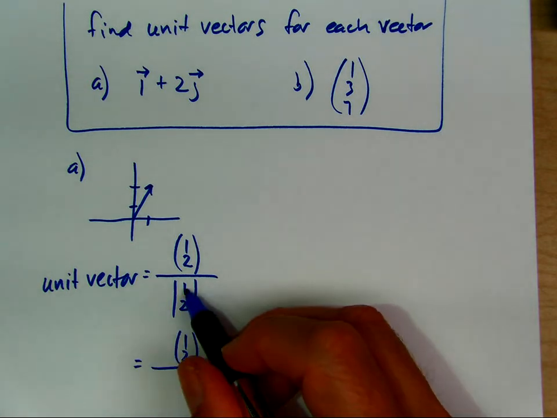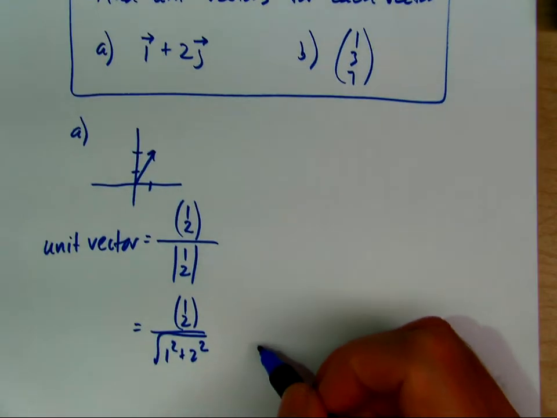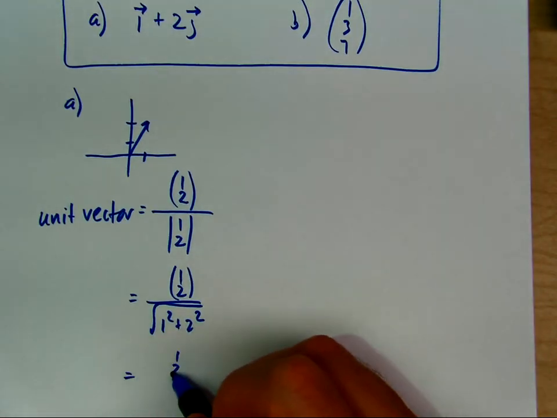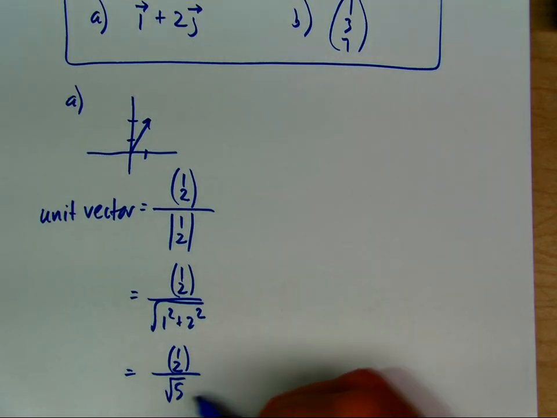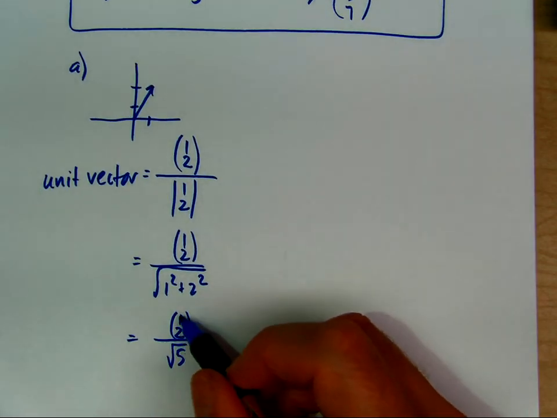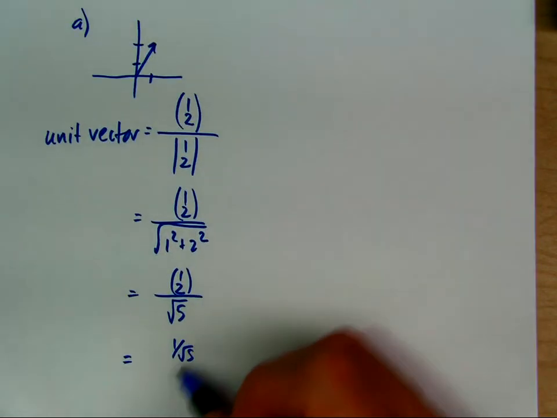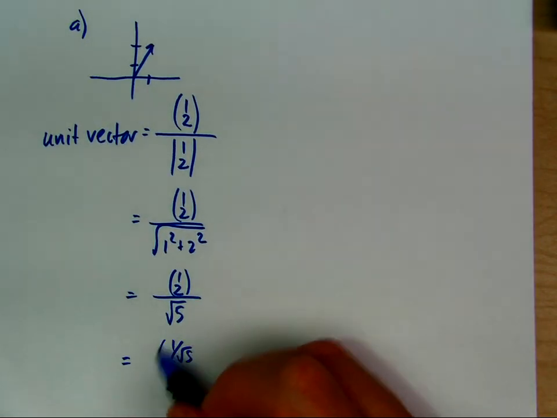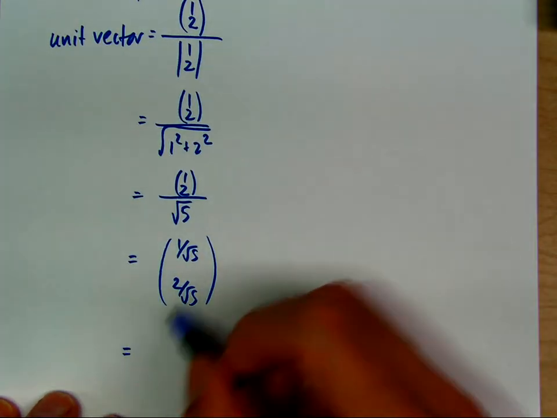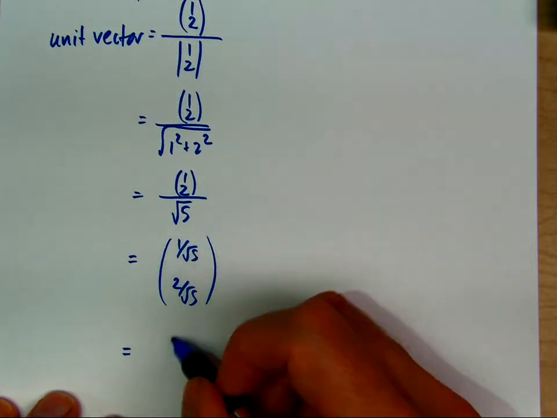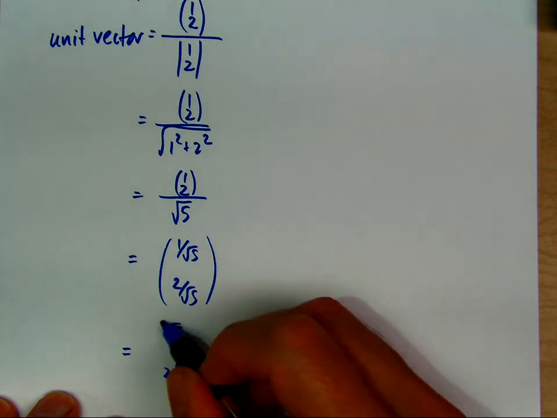So that's the square root of 1 squared plus 2 squared, 1 plus 4, we have radical 5. And we'll just divide each of these components by radical 5: 1 over radical 5, 2 over radical 5. And then we can rationalize by multiplying by radical 5. And here we have 2 radical 5 over 5.